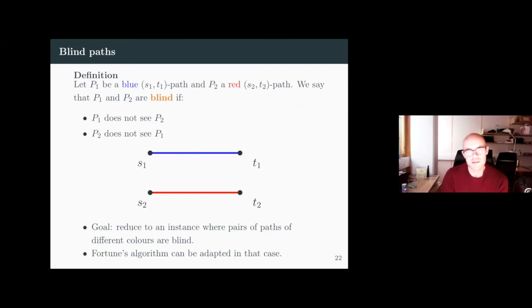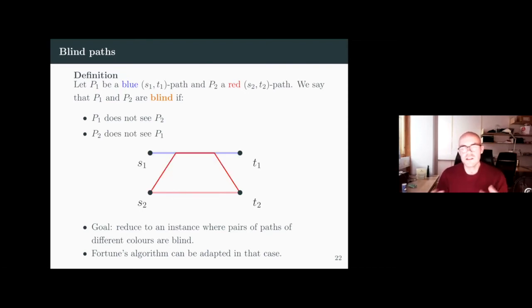we do it for this reason: now if you have two paths, a blue path and a red path, we say that they are blind if P1 does not see P2 and P2 does not see P1. So what I mean is that you cannot replace P1 by a blue path intersecting P2, and you cannot replace P2 by a red path intersecting P1. Okay, so this is not possible, and this is not possible.